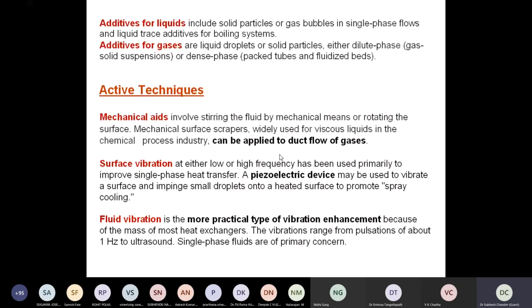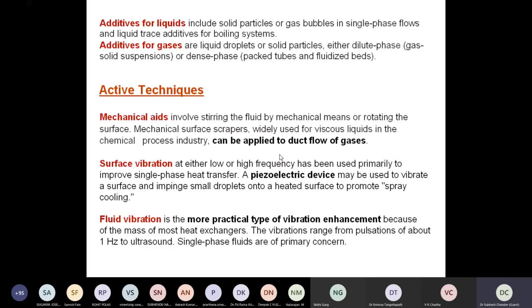Active techniques involve mechanical aids. These are the simplest devices, involving stirring the fluid by mechanical means or rotating the surface. Mechanical surface scrapers are widely used for viscous fluids in the chemical and process industry, right? So we are continuously stirring the fluid by creating disturbance in the fluid. That is the active technique for enhancing the heat transfer.